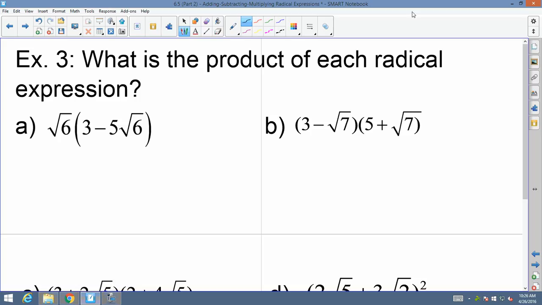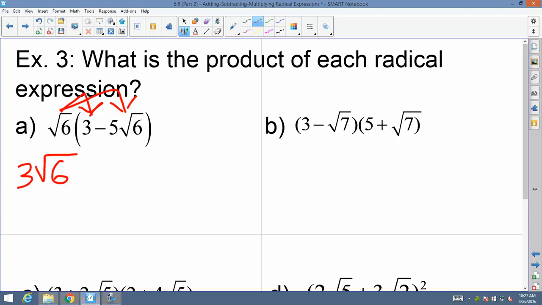So in this particular case, I have a square root of 6 times parentheses 3 minus 5 square root of 6. I am literally going to distribute that square root of 6 to both the 3 and the negative 5 square root of 6. So square root of 6 times 3, that's going to be 3 square root of 6.